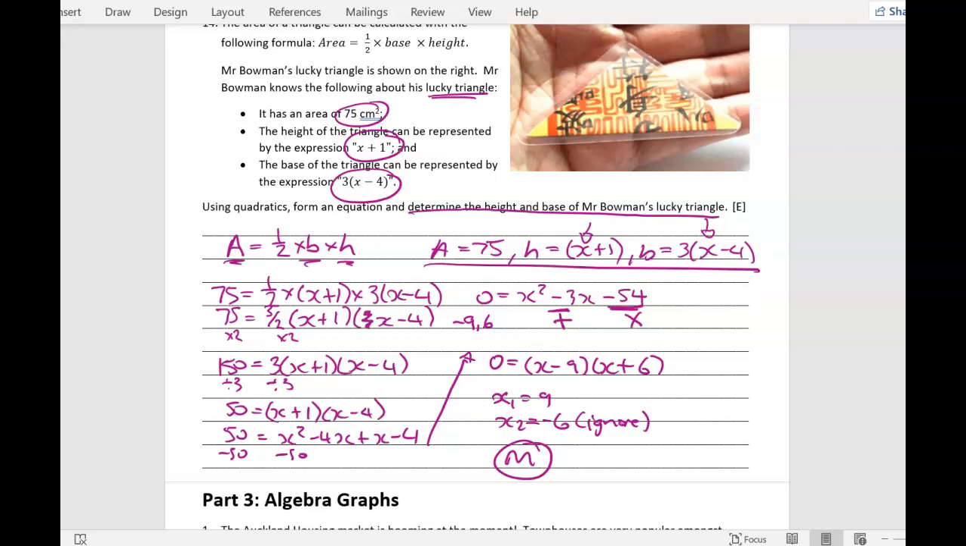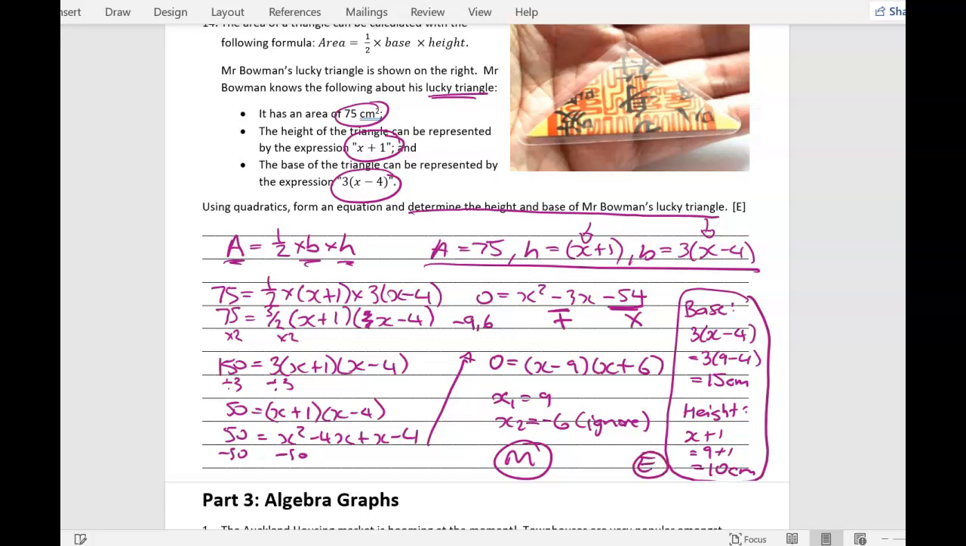So I'm just going to do this. The base of the triangle, that was 3x minus 4. We're going to put in that 9 we've calculated. So that's going to be 3 times 9 minus 4, which is going to be 23 centimeters. We now need to do the same for the height. This one will be a bit easier. That's x plus 1. That's going to be 9 plus 1, which is equal to 10 centimeters. When you get to that last stage, that there is how you converted your merit to an excellence mark.